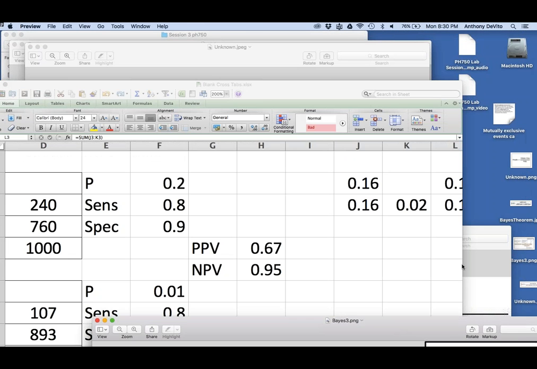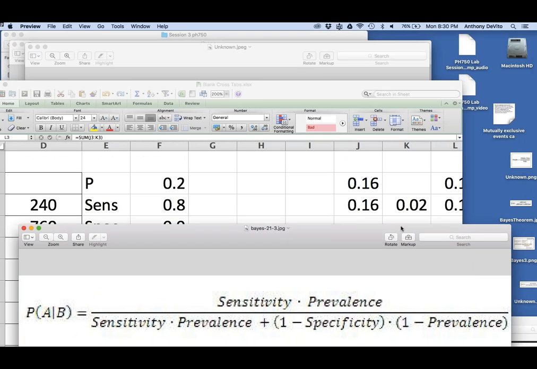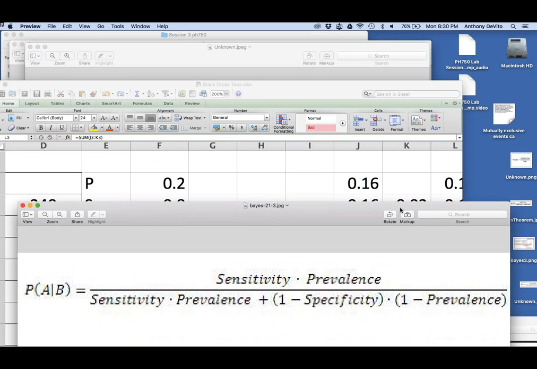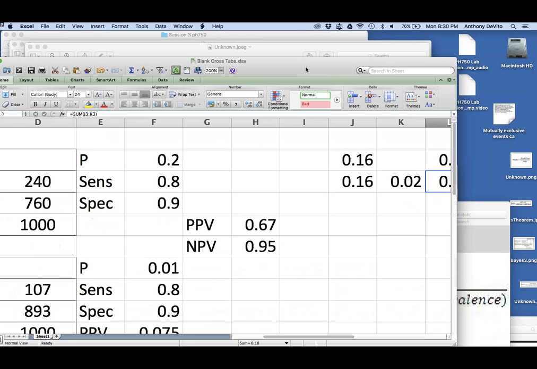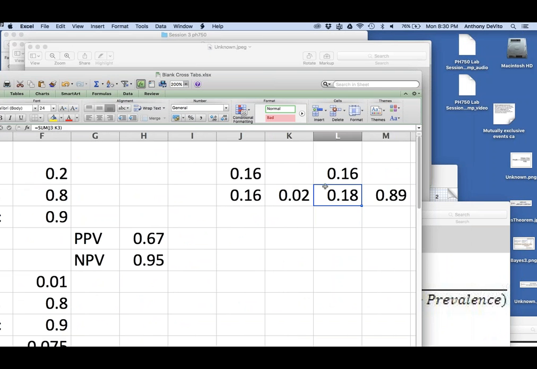Whoops, excuse me. Let me get this out of the way. Sensitivity and prevalence. This is minus prevalence is 1 minus 0.2. Right. 1 minus 0.2. Right. 0.8. Yes. There you go. I did it backwards, didn't I? Okay. You got a good catch.